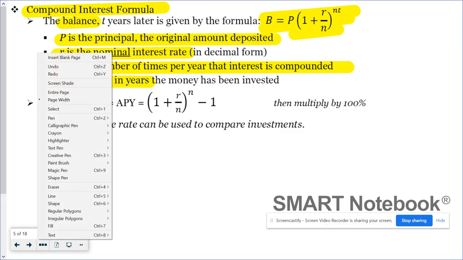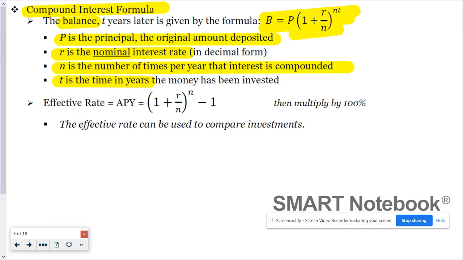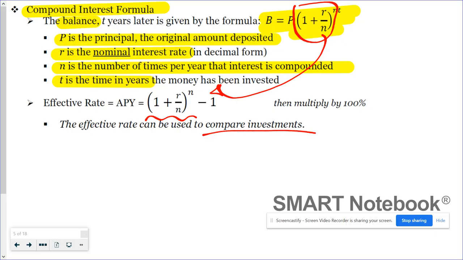Now, part of this formula gives us the APY. So if I were to simply calculate this part right here, that's what we're looking at here. So to get that APY, that effective rate, that in the end, what is my true interest rate? I'm going to take the base of my balance formula, and this is the base. Base minus 1 times 100, sound familiar? That's how I'm going to find the APY. And the effective rate can be used to compare investments. So whenever you're asked to do that, you're going to use that APY formula. So let's see these formulas in action.